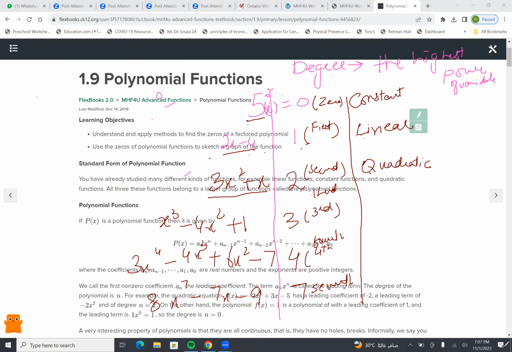Third degree is cubic. Very good. Fourth is quartic. 7th one can be called heptic. But these 4 are most important: constant, linear, quadratic, and cubic. 0 degree means constant. 1 degree means linear. Second degree means quadratic. Third degree means cubic. Now the most important thing for our topic is that the 0 degree polynomial is also known as monomial.